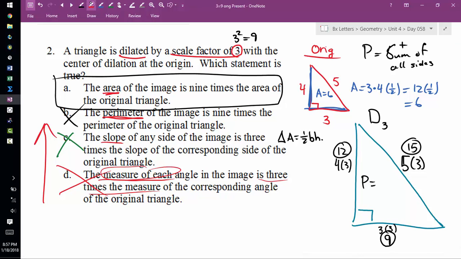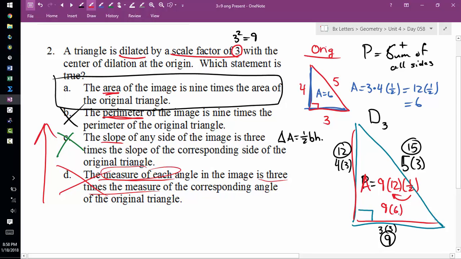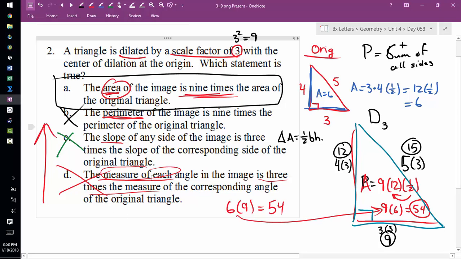Here, in the new triangle, my area would be 9 times 12 times 1/2. 1/2 of 12 is 6, so that's 9 times 6. 9 times 6 is 54. So my area will be 54. And I can test out this idea that it's going to be the original area times 9. So my original area was 6, and if I multiply that by 9, boom, you can see that is what we get for the new area, thus verifying that when you do a dilation, the area doesn't get multiplied by the scale factor, it gets multiplied by the scale factor squared.